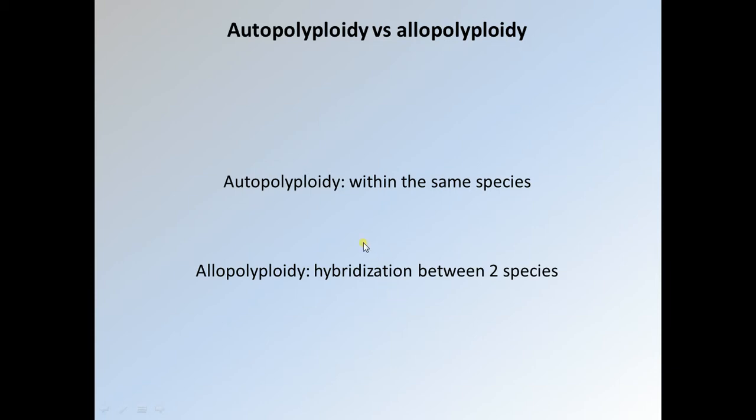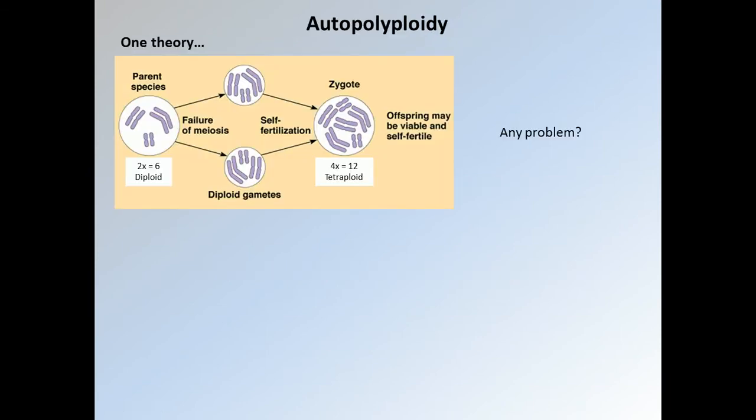And then another point is you have two different kinds. You can have autopolyploidy or allopolyploidy. Autopolyploidy means that this polyploidization event occurs within the same species, while in the case of allopolyploidy, you will probably have hybridization first and then polyploidization. So it means allopolyploidy comes from two different species, at least. Then, what people think happens when we look at autopolyploidy, sorry.